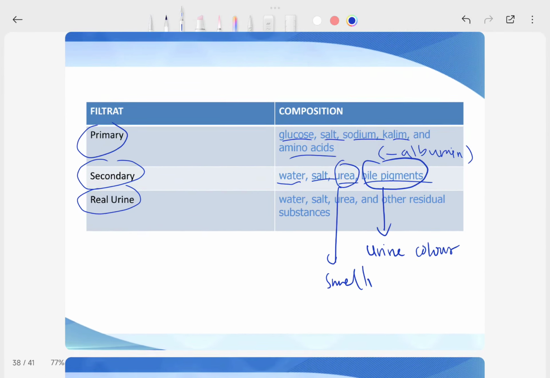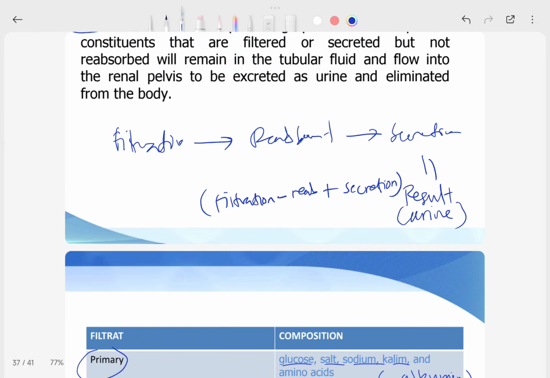Okay, wait. If you want to know the complete process, let's see this one again. It starts with filtration, in the glomerulus. And then it will form the primary urine, but minus albumin. They have glucose and salt. I think you need to know about that as well. You need to remember the things that still exist and the things that are being filtered.